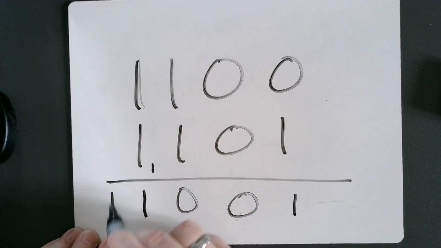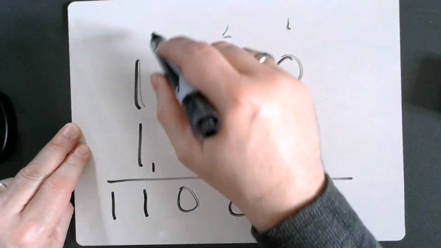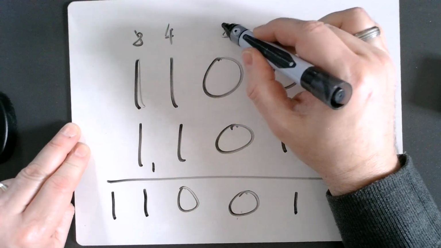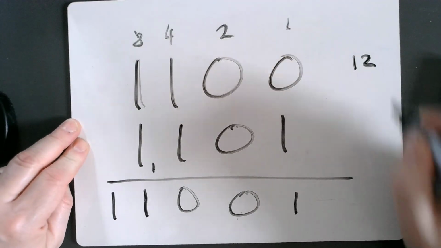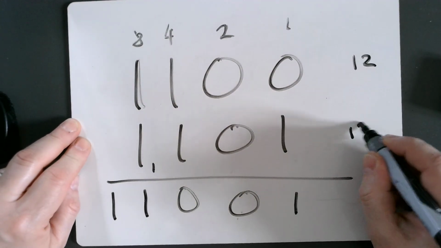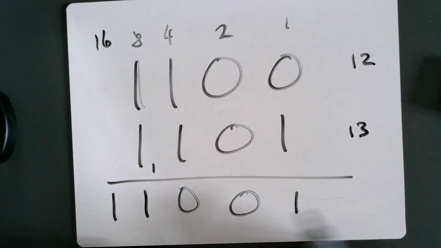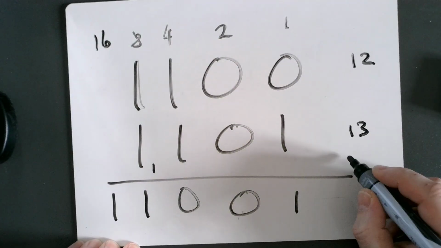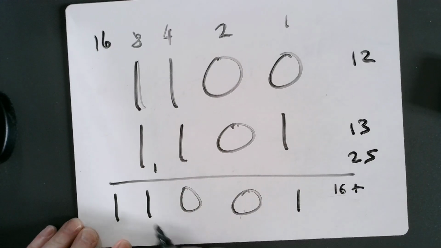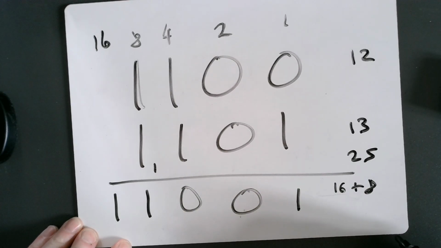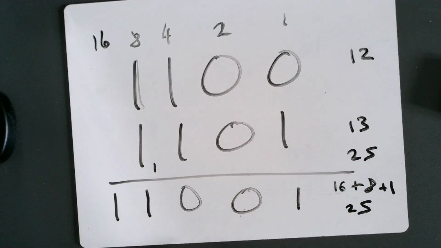So 11001. And again, if I wanted to check it, I could do our place values. So our number is 8 plus 4, which is 12, plus 13, which should give us 25. And let's see if this is 25. So we've got a 16 plus an 8 plus a 1, which is 25.